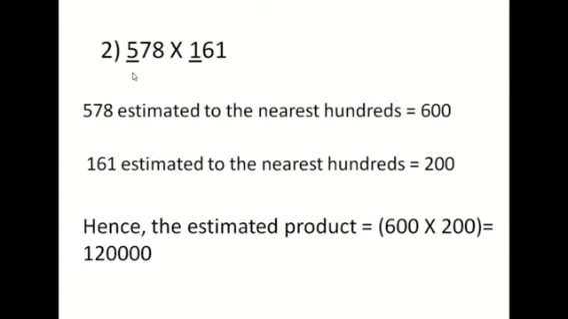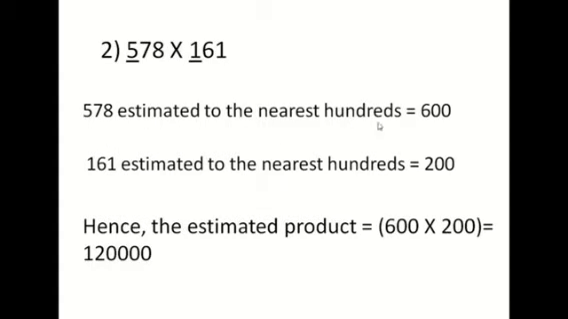Question number 2: 578 into 161. You have to find out the estimated product. In 578 the highest place is hundreds. In 161 the highest place is hundreds. So you have underlined. Let's check the solution.